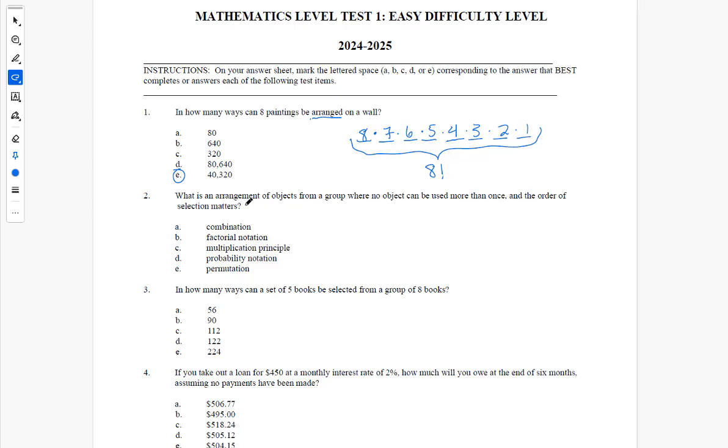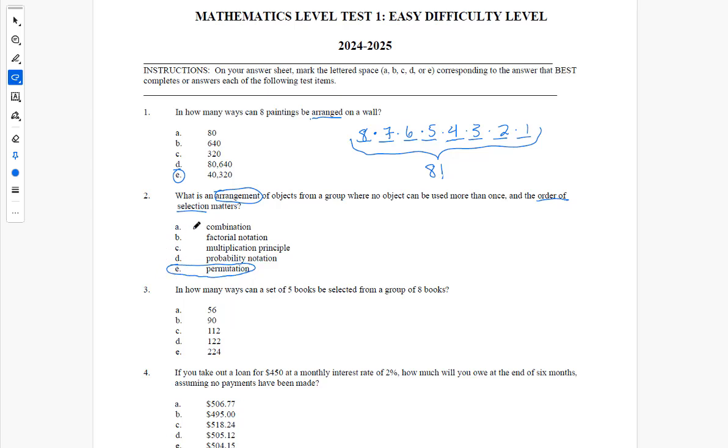Number 2, what is an arrangement of objects from a group where no object can be used more than once and the order of selection matters? Now notice that this order matters. This is called an ordering and it's an arrangement. Those are keywords that mean, like on these 8 paintings being arranged on the wall, if you switch 2 places, that matters. And this right up here that we used, a factorial, this is a permutation.